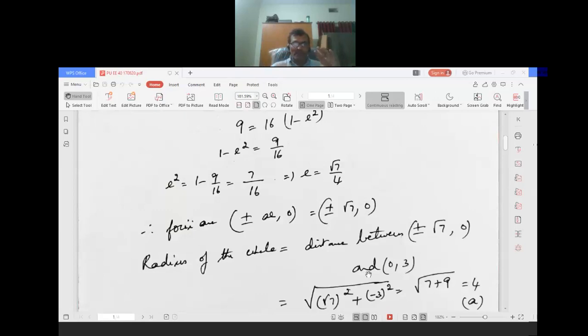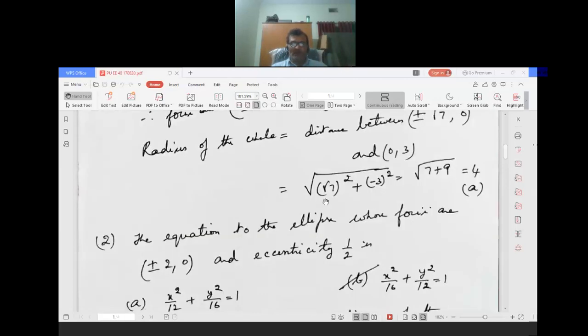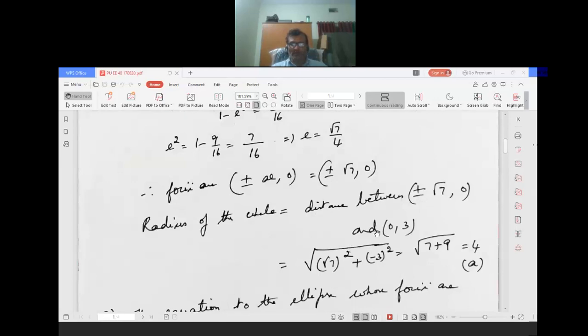So the radius of the circle equals the distance between plus or minus root 7 comma 0 and 0 comma 3. That is the distance formula: x1 minus x2 whole squared plus y1 minus y2 whole squared. And we get the square root of 7 plus 9, that is 16, and the square root of 16 is 4. So it is the first option.